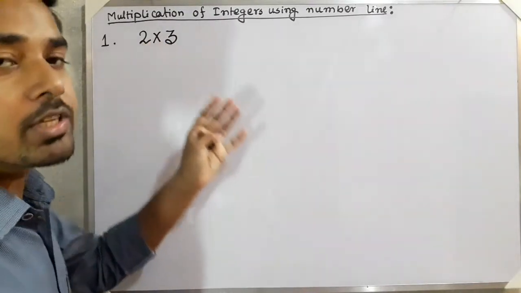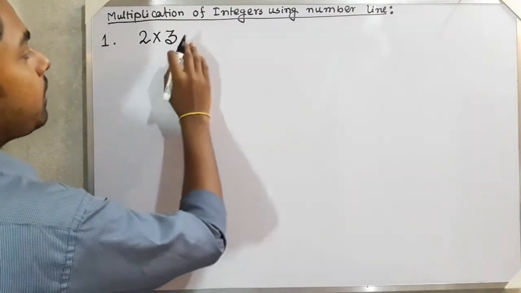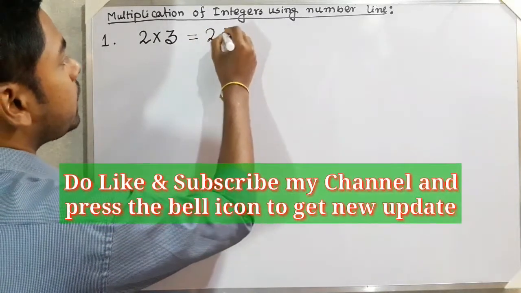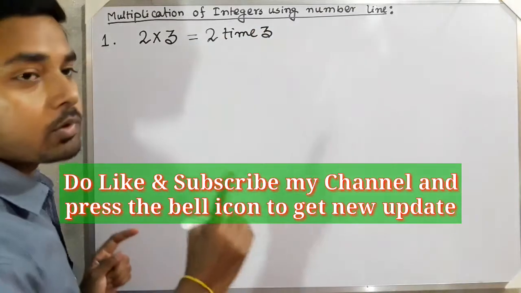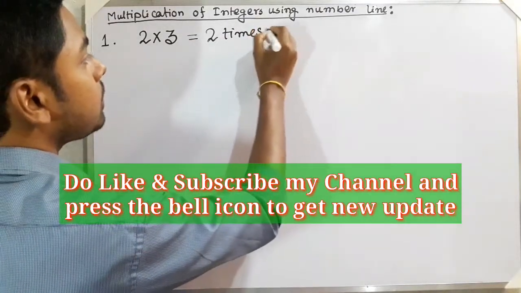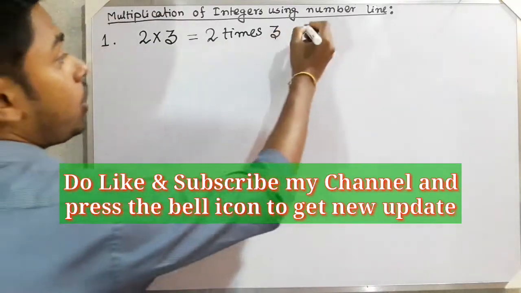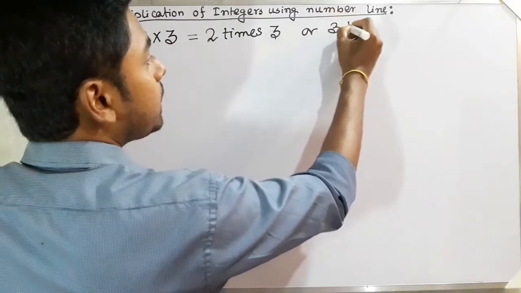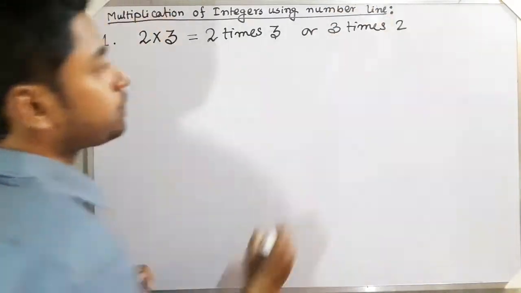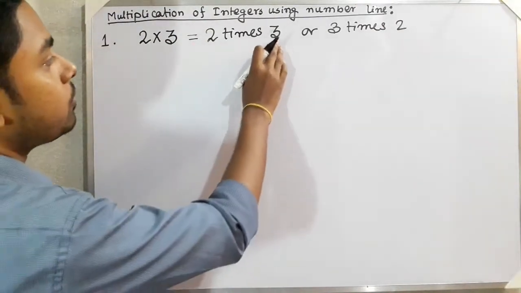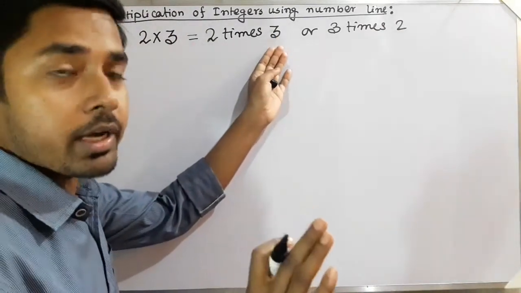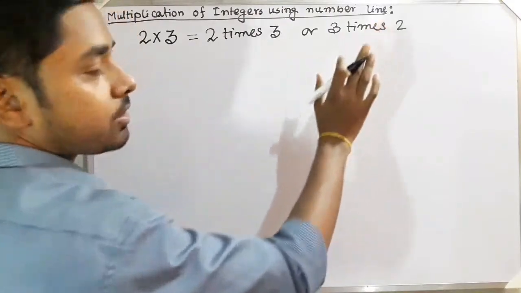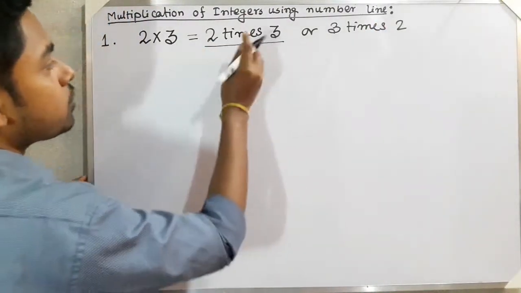We have to multiply it using the number line. So 2 multiply 3, we can write as 2 times 3, and also we can write it as 3 times 2. Both are correct.